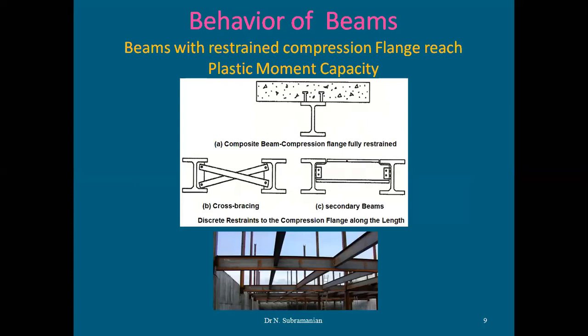This is how the lateral support takes place in a beam. This is how the lateral cross bracings will look, and this is the secondary beam, how it is going to provide restraint in the lateral direction. Okay, so beams with a restrained compression flange reach plastic moment capacity.